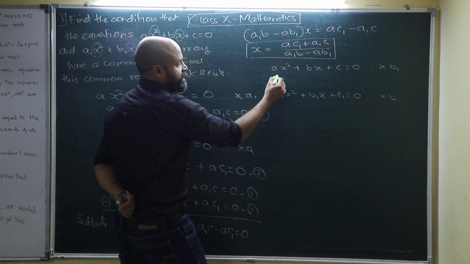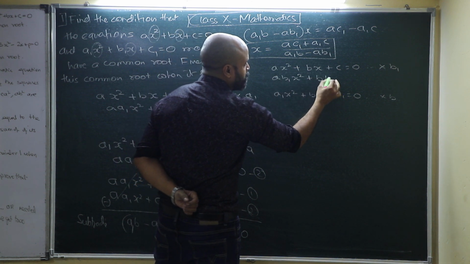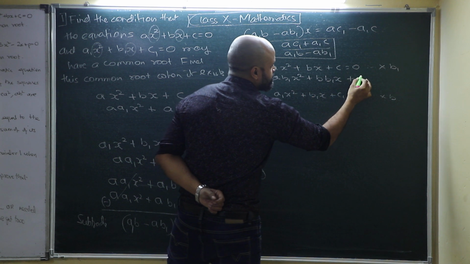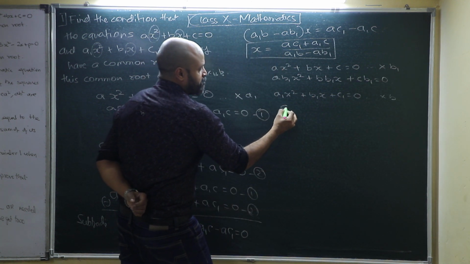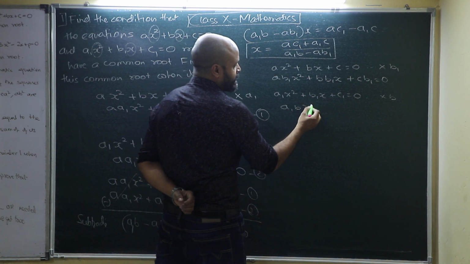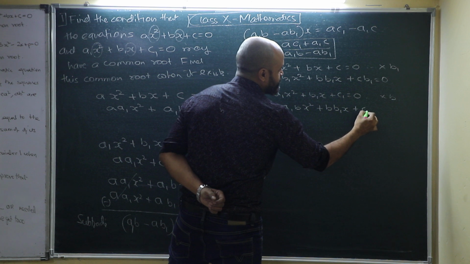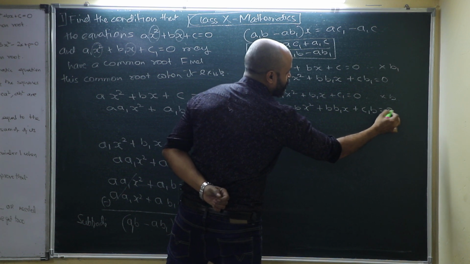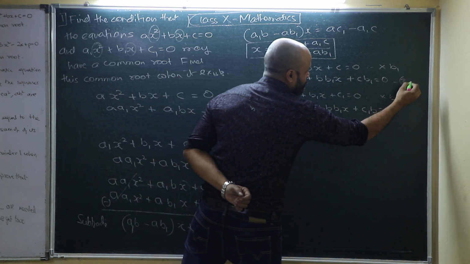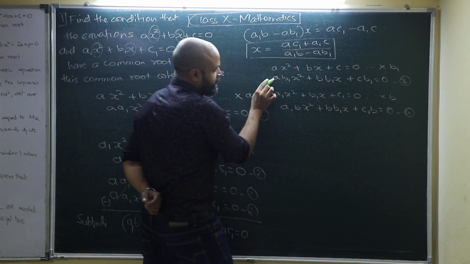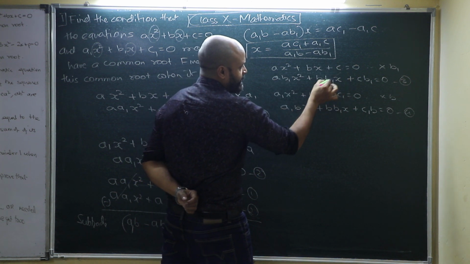So what do we get here? ab1 x square + bb1 x + cb1 = 0. And what do we get here? a1b x square + bb1 x + c1b = 0. Now we subtract these. So let's say we have a third equation and a fourth equation. If I subtract this, as you can see, this will get cancelled.